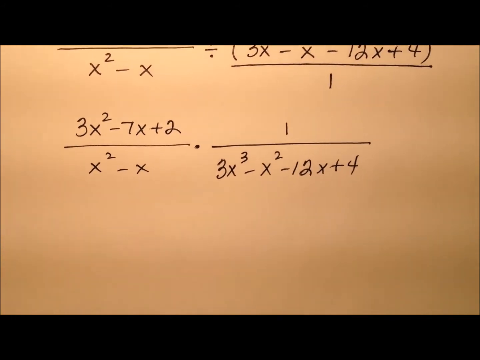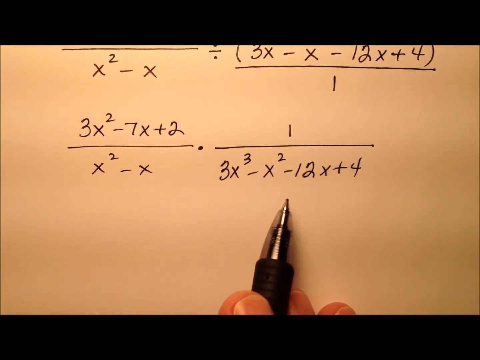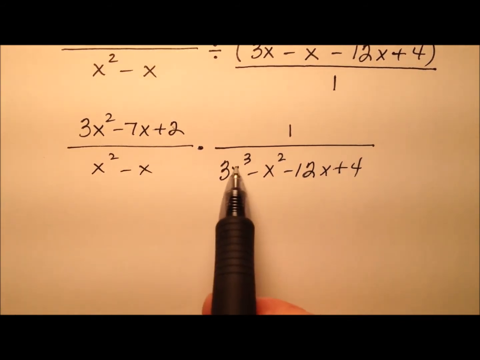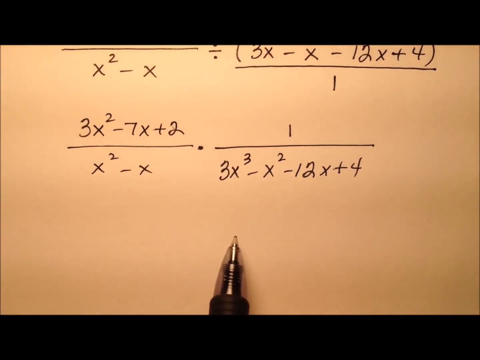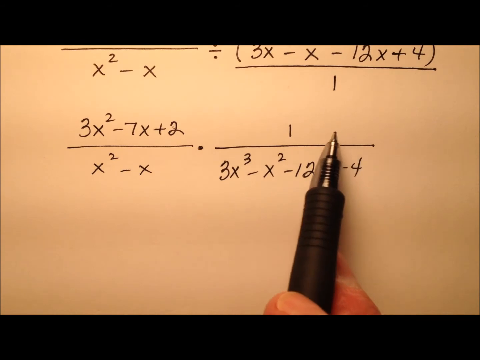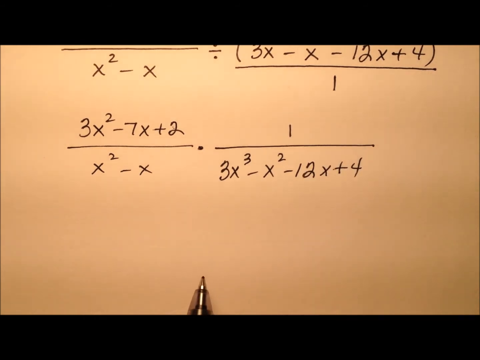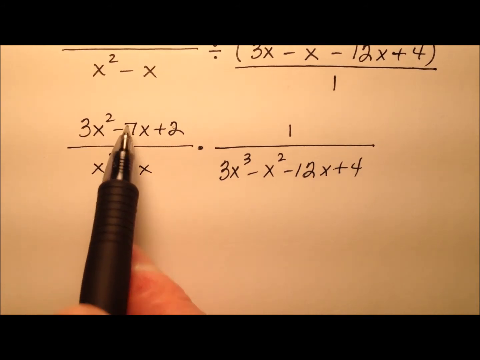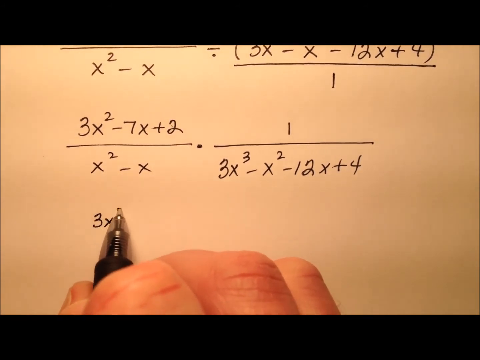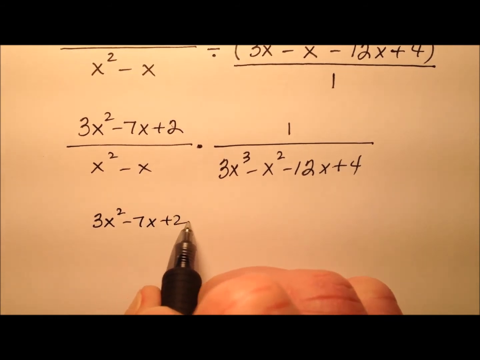Well, what does it look like when I multiply two rational expressions? I'm going to factor all of these polynomials first, as much as I can, so factor them completely, and then we'll see if there are any common factors in the numerator and the denominator that will cancel out. Okay, so let's do the 3x squared minus 7x plus 2 first. And I'm just going to rewrite this down here so I have a little bit of room to work.